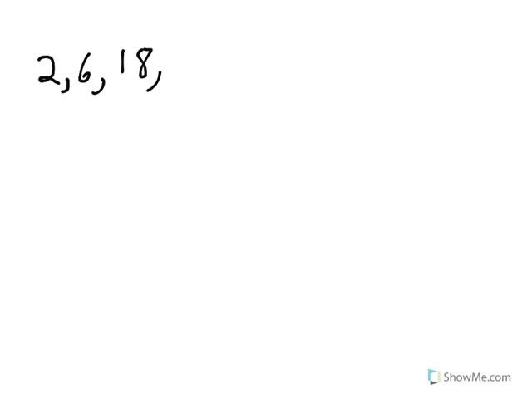Now if we take a look at this sequence, I can see that from 2 to 6, I could add 4, but if I add 4 to 6, I do not get 18, I would get 10, so the plus 4 isn't going to work in this case. Another way that we could get from 2 to 6 would be to multiply by 3, and if I multiply 6 by 3, that gives me 18, and if I multiply that by 3, I would get 54, and the sequence would continue.